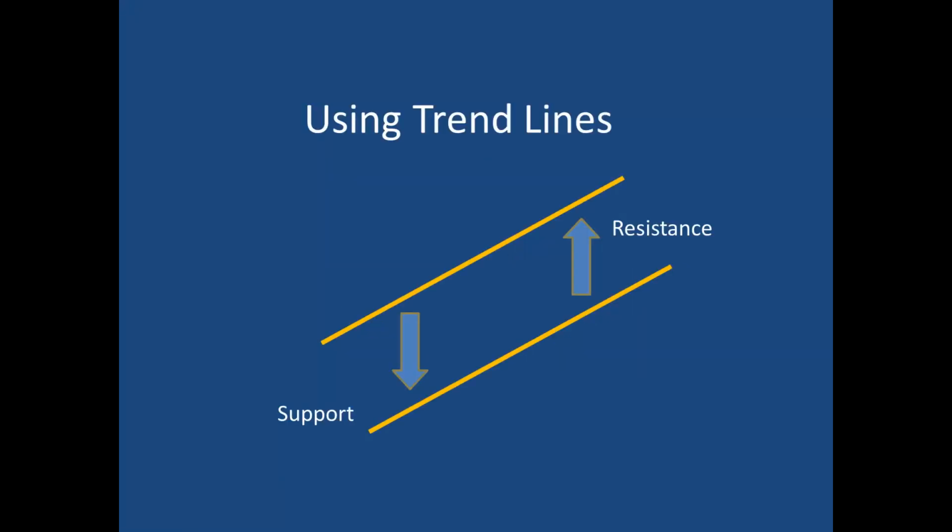How do you use the trend line? Well, it's used very similar to the horizontal lines that I've mentioned previously. If the price is moving down, it will go to the next level, the trend line, which is providing support. Or if the price is moving up, it will go up to the next trend line above, and we call that resistance.